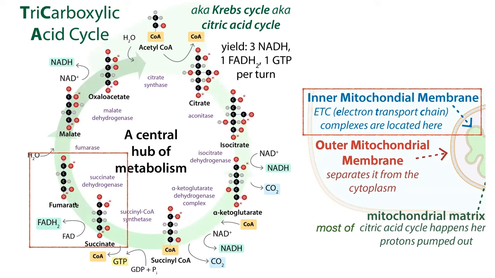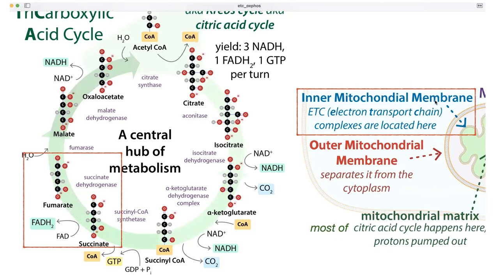When we made the FADH2, this was actually happening in that inner mitochondrial membrane. So most of our citric acid cycle was happening inside of the matrix. But this step was actually happening in this inner mitochondrial membrane. This way, we have the electrons directly passed into the electron transport chain at this step.